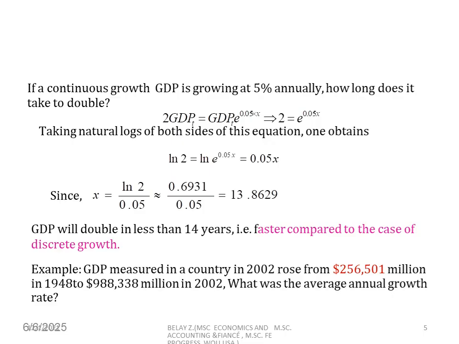Example: GDP measured in a country rose from 256,501 million in 1948 to 9,008,338 million in 2002. What was the average annual growth rate?